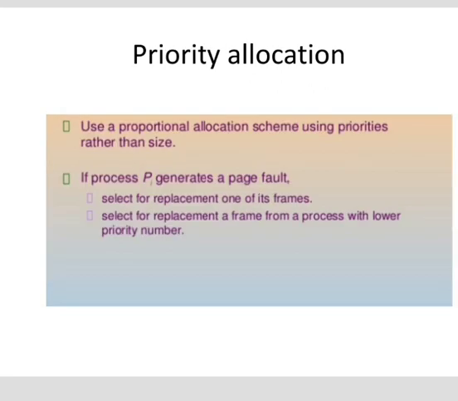Next is the priority allocation. It uses a proportional allocation scheme using priorities rather than size. If process Pi generates a page fault, then it selects for replacement one of its frames, and it selects for replacement a frame from a process with lower priority.